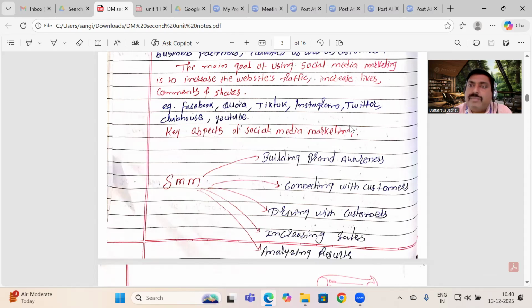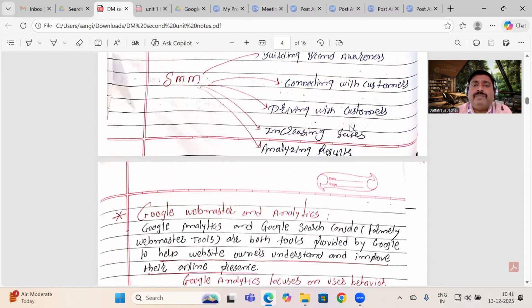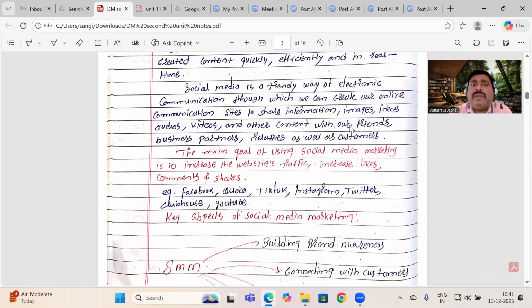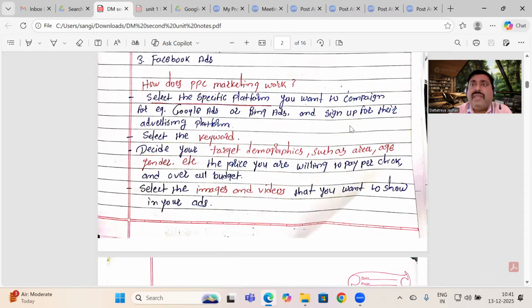Then connecting with the customer. We can easily connect with a number of people, because, considering Facebook, we have a number of friends who are interconnected with us. Then driving the customers. We are always interacting with customers. Then increasing the sales. Then analyzing the result. Everyone will give feedback, right? The comments will help us analyze the product result. So that is a good way, and this concept is a very important parameter of social media marketing.